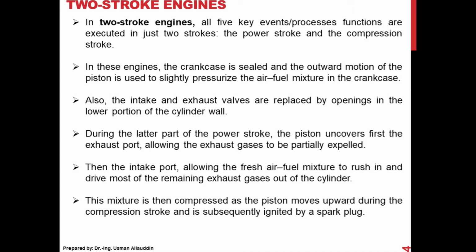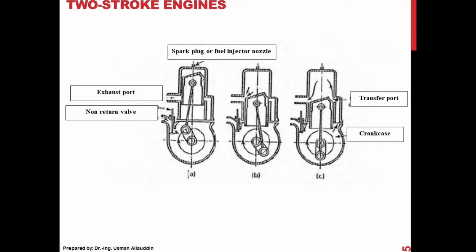So now if we talk about two-stroke engines, the main difference is that all five key processes take place in two strokes. That is why they are called two-stroke engines. And we do not have the intake valve, the exhaust valve, camshaft, rocker arm, spring mechanism, or tappets. We do not find these things in two-stroke engines because there are no valves.